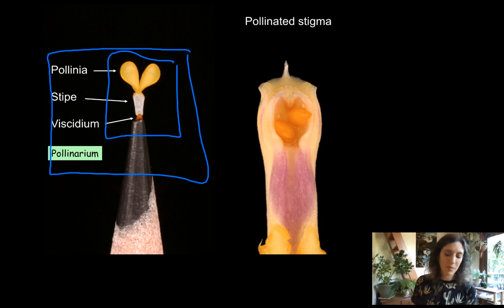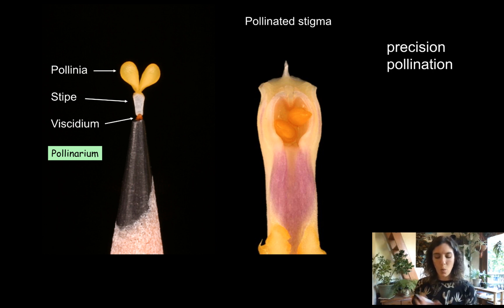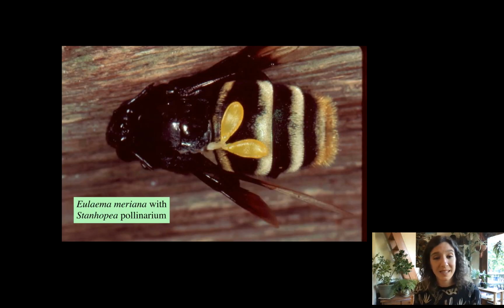You don't need to know stipe and viscidium. You do need to know pollinia, though. These are the pollen sacs right there. The viscidium, this is a sticky part. And the reason why they have all of their pollen in one sac is because orchids use precision pollination. That viscidium sticks to the back or the face or the leg of some very specific pollinator.